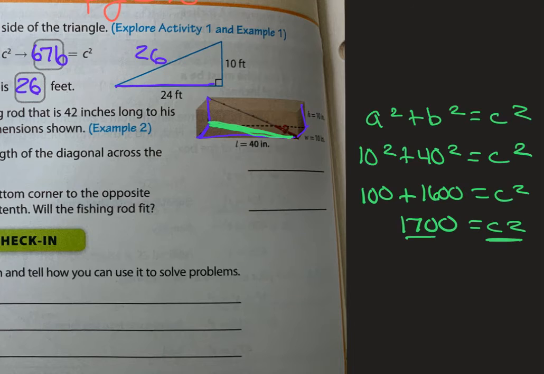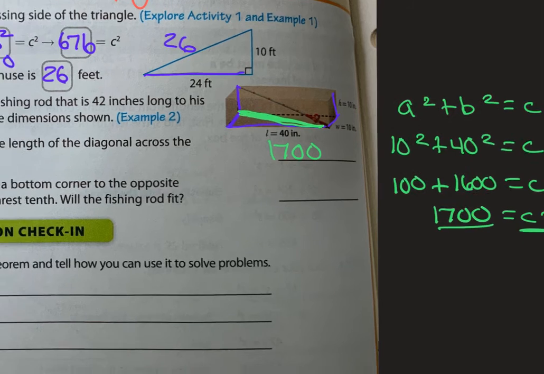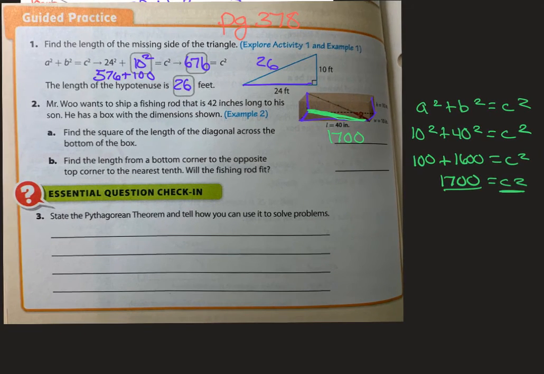So the C squared is 1700. That was the first question. Find the square of the length, okay?